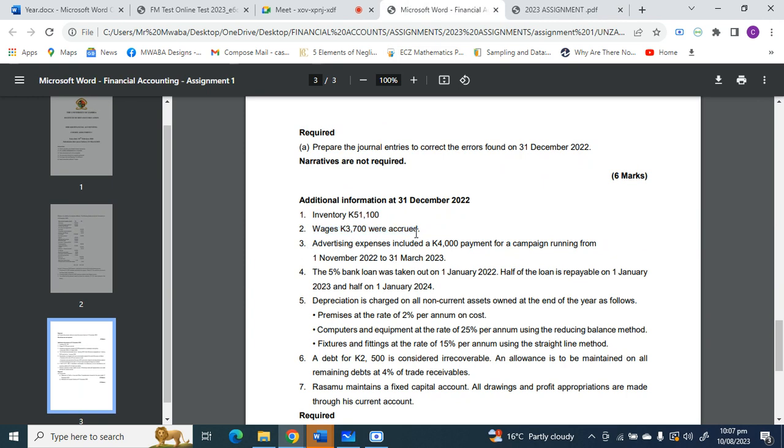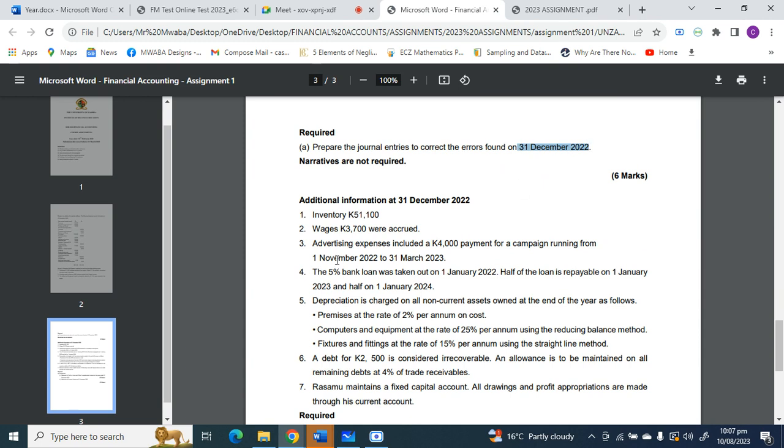Advertising expenses include a 4,000 payment for a campaign running from 1st December 2022 to 31st March 2023. Right. So this advertising we paid in November and it runs into the next year. All right. So this is a prepayment. The prepayment is the remaining amount for the next year because this payment was made on 1st November. All right. And our year ends on 31st December.